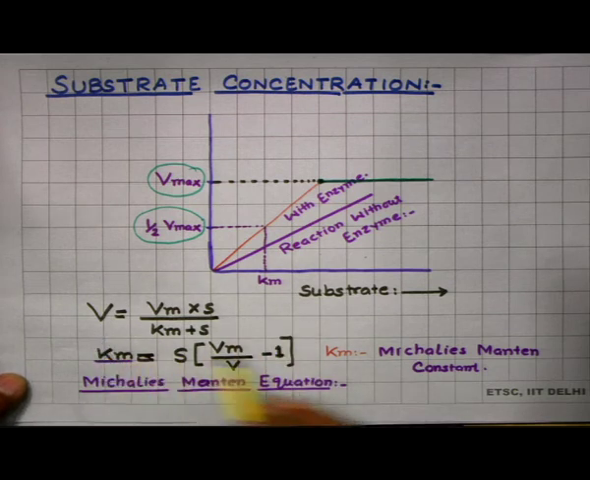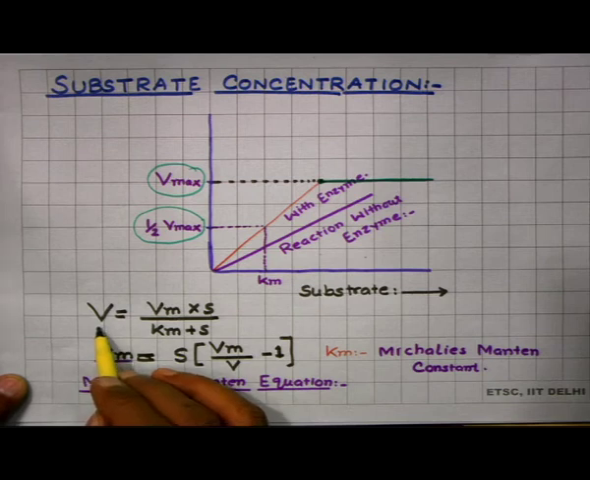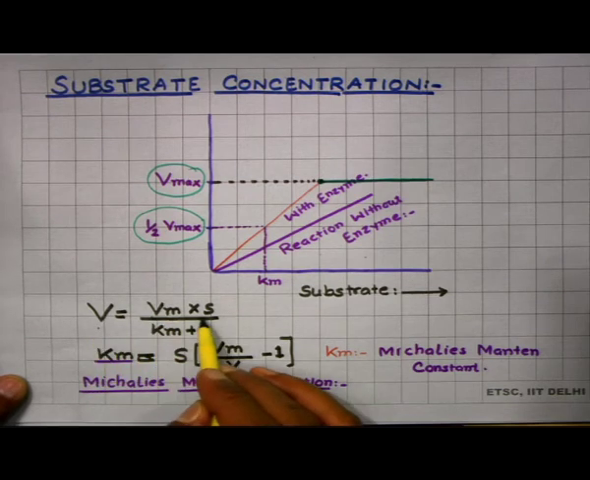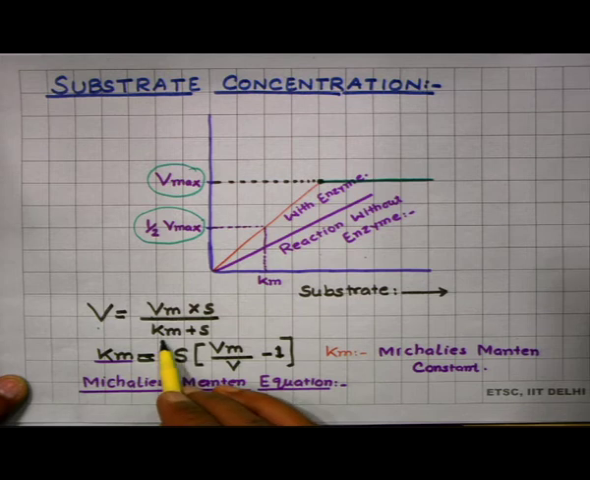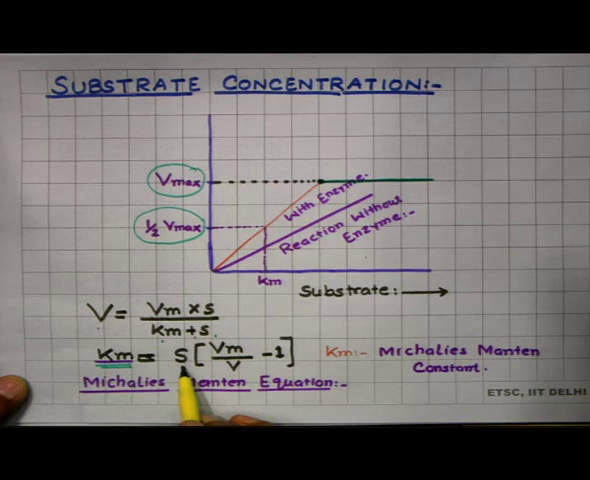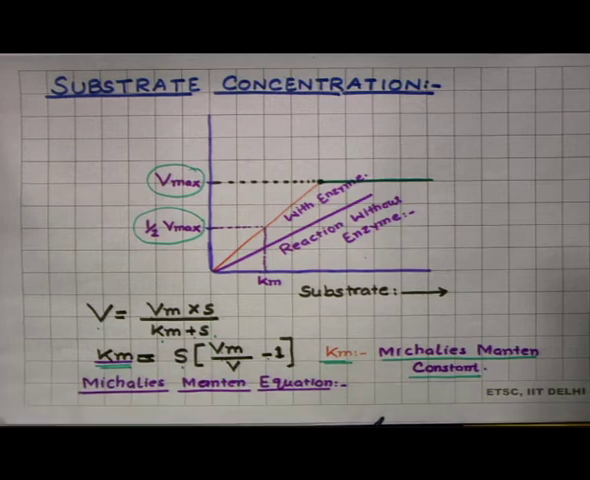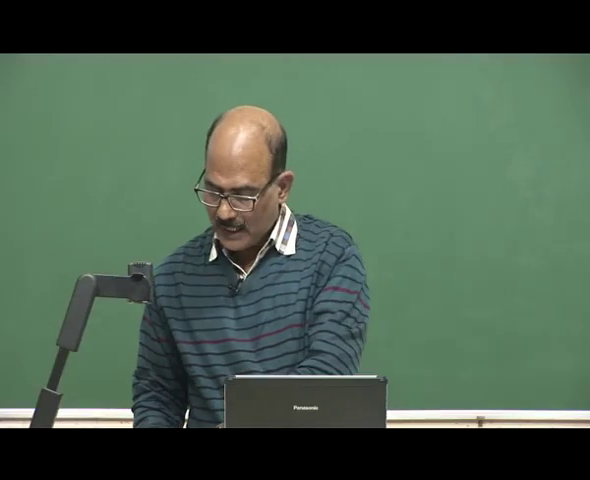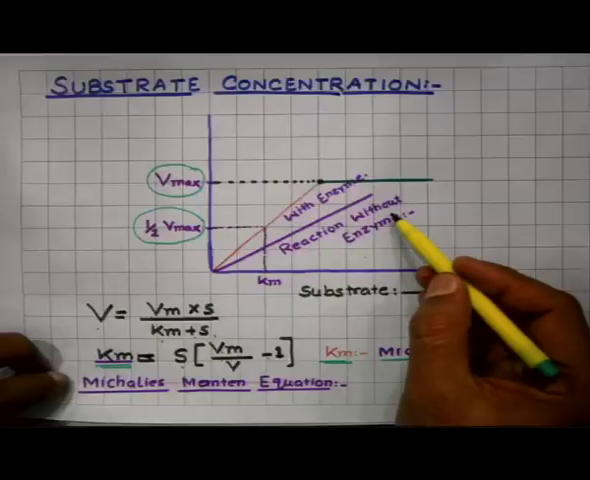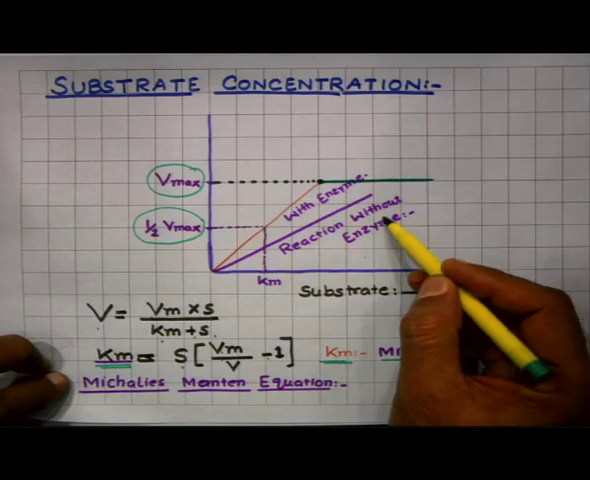So, Michaelis and Menten formulated the equation: velocity is equal to velocity maximum times the substrate, divided by Km plus the substrate. The Km value can be obtained as the substrate concentration at half V max. Here Km is called the Michaelis-Menten constant. With the help of this graph, we can easily understand the rate of enzymatic reaction without enzyme and with the help of enzyme.